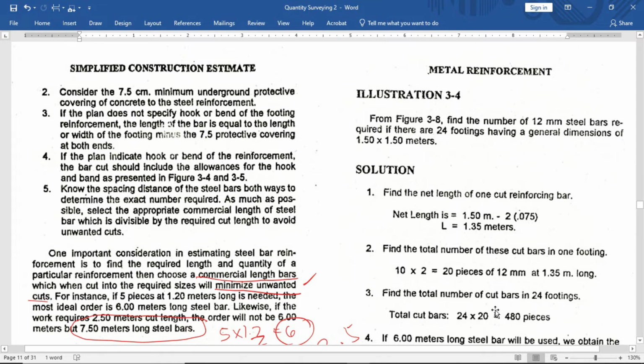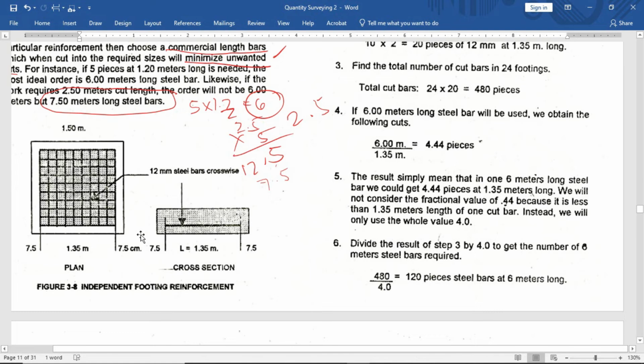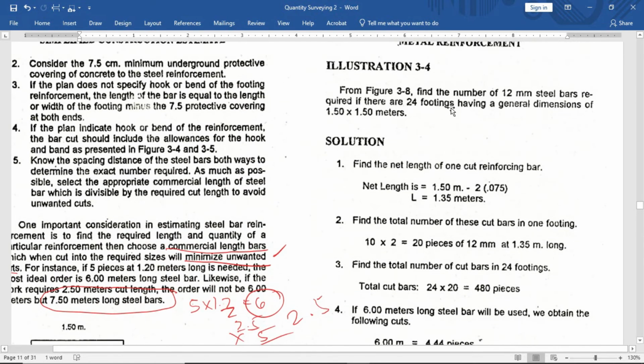So, subok tayo. So, illustration 3-4, from figure 3-8, ito yan. Find the number of 12 mm steel bars required if there are 24 footings, having a general dimension of 1.5 by 1.5. So, hanapin daw ang number of 12 mm steel bars required for 24 footings. First is find the net length of one cut reinforcing bar. So, ito yung dimension natin.